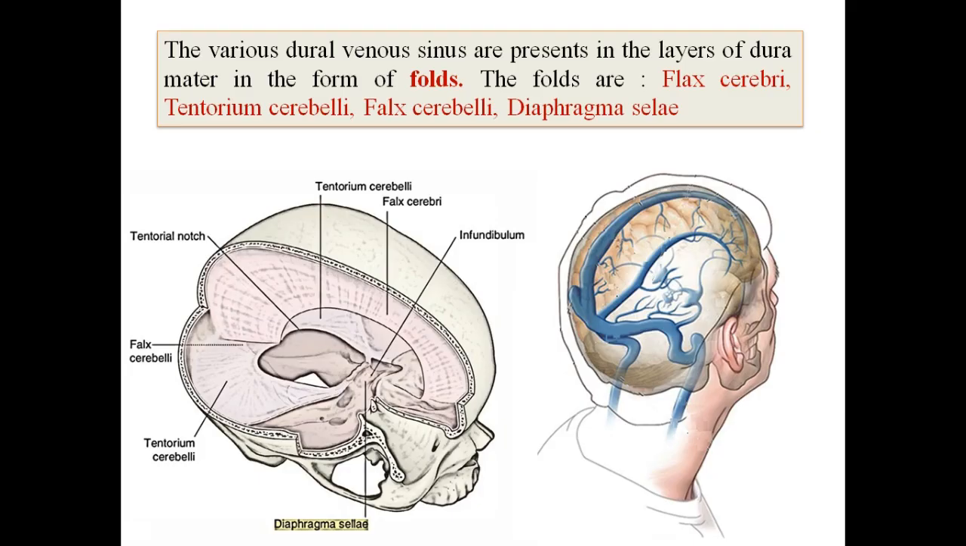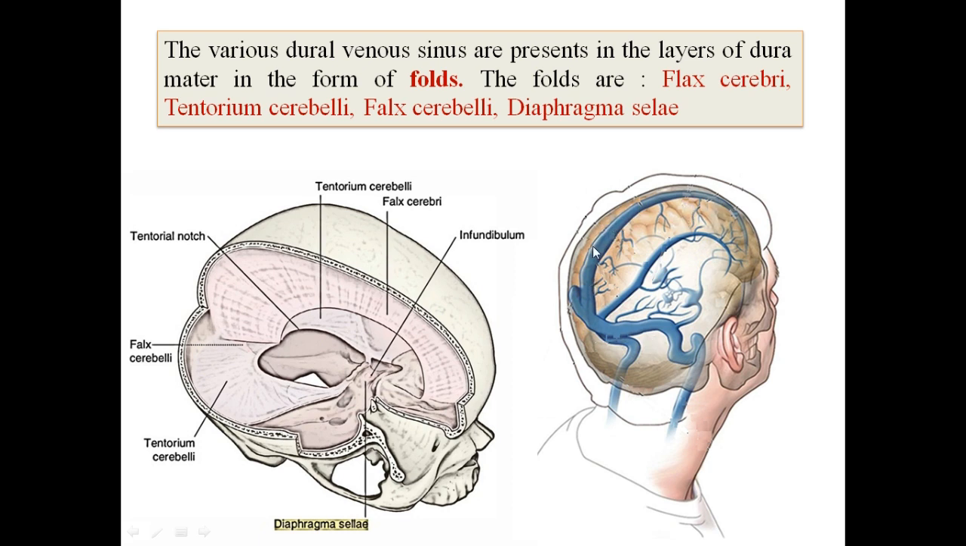And here in this slide, we can see the dura mater in the form of folds. There are four folds we are going to observe: the falx cerebri, tentorium cerebelli, falx cerebelli, and diaphragma sellae. Within these folds, all the dural venous sinuses are present.